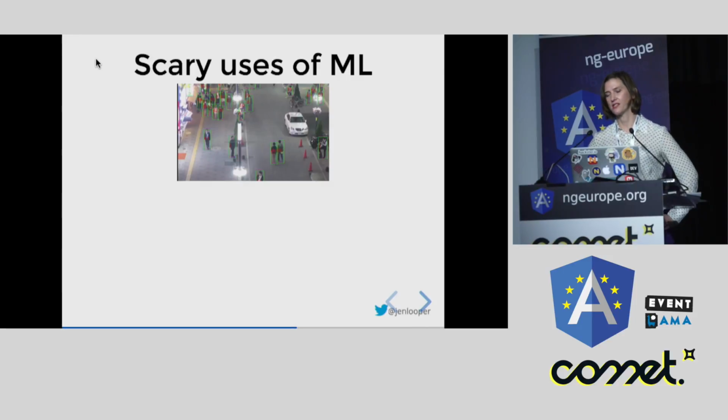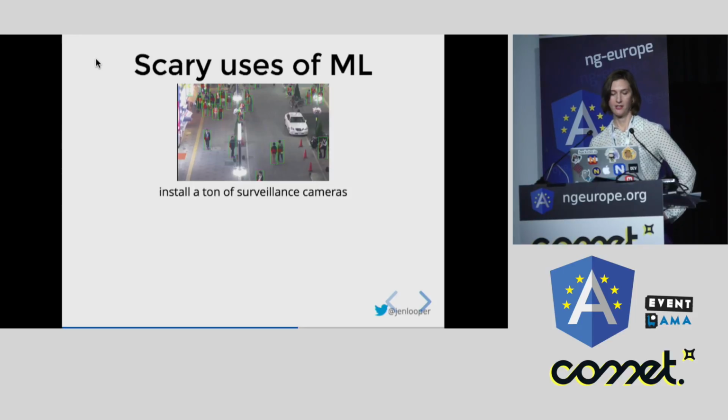There are also some scary uses of machine learning out there. I don't know if you've seen this image that was circulating on Twitter a couple months ago, but it's a street in China, and it has the people basically identified without their knowledge. You see they have numbers.